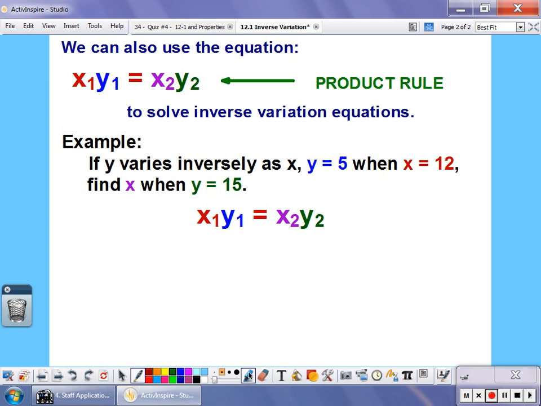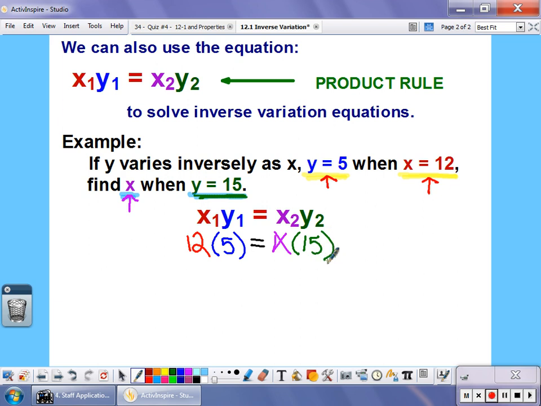Okay, here's a situation. We know that y varies inversely with x, and we know that y is 5 when x is 12. That's my first pair of variables, x1 and y1. And what we want to find out is what x is when y is 15. So we're going to start with this formula, x1 times y1. This is my x1, and this is my y1 right here. So I'm going to plug those two values in, 12 times 5, and I know that's going to equal my second x, which is right here, which we don't know, and my second y, which is right here, which is 15.